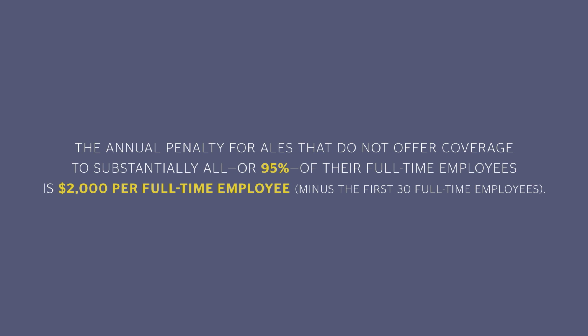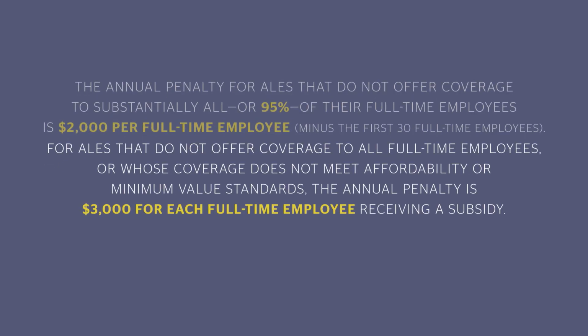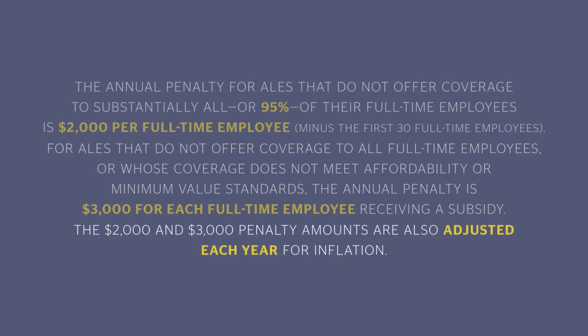The annual penalty for ALEs that do not offer coverage to substantially all, or 95%, of their full-time employees is $2,000 per full-time employee, minus the first 30 full-time employees. For ALEs that do not offer coverage to all full-time employees, or whose coverage does not meet affordability or minimum value standards, the annual penalty is $3,000 for each full-time employee receiving a subsidy. The $2,000 and $3,000 penalty amounts are also adjusted each year for inflation.